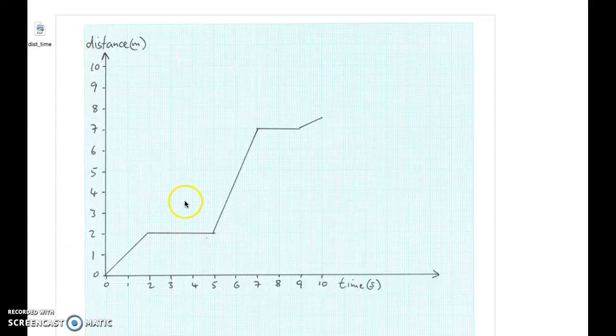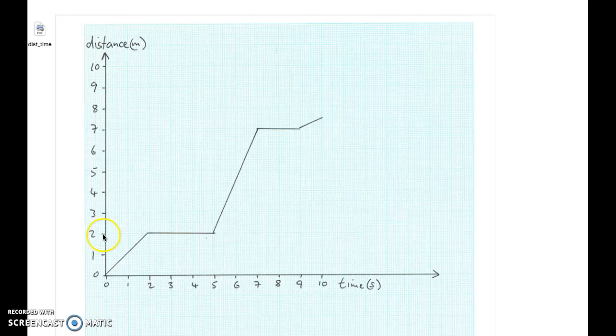Okay, we're going to take a look at a distance time graph. It's very important when you're looking at motion graphs that you are sure that you have a distance time graph and not a velocity time graph. So make sure that you check the axis here that says distance. So what can we learn by looking at a distance time graph?